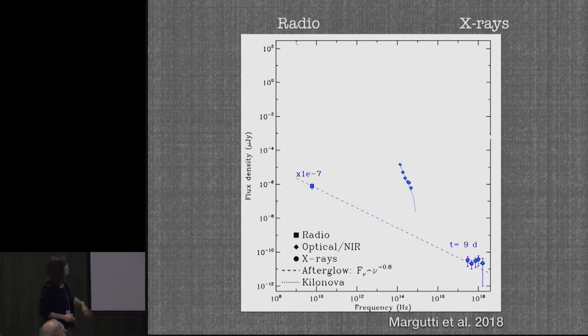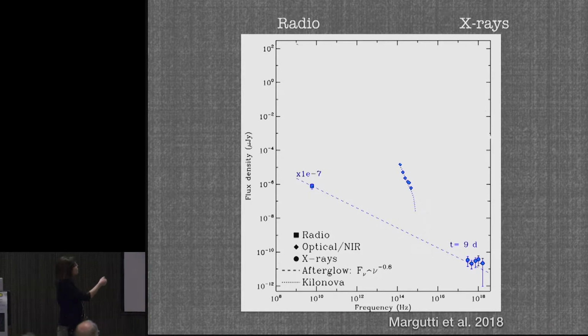So what you're looking at here is an SED plot, so spectrum from radio all the way to the X-rays. And I'm going to play the game of showing you the evolution of the SED with time from 9 days all the way to 60 days, which is right now. So what you can see here right away is that radio and X-rays are on the same power law, and what you're looking at here is the kilonova.